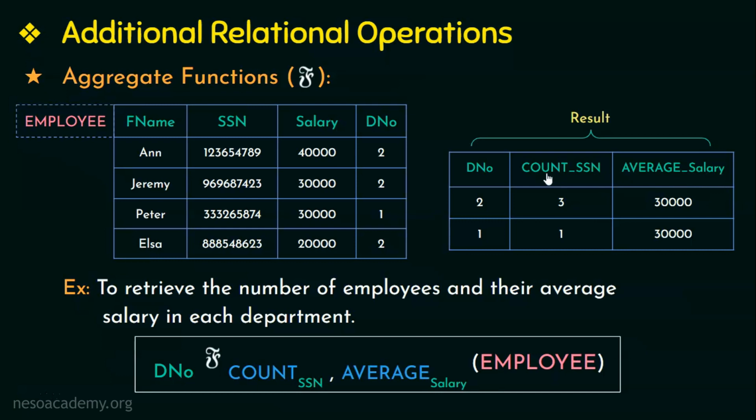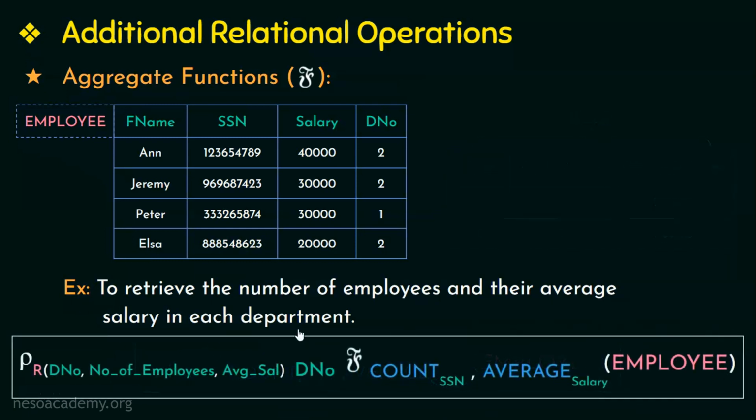Now if we want to rename these attributes, we can do it by writing the query this way, by using the rename operator before the grouping attribute. We have already learned how to use the rename operator in one of our earlier videos. So we use the rename operator followed by the new relation name in the subscript, followed by the names of the attributes that we want in the resulting relation. The rest of the syntax remains the same.